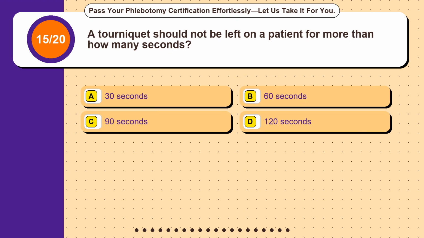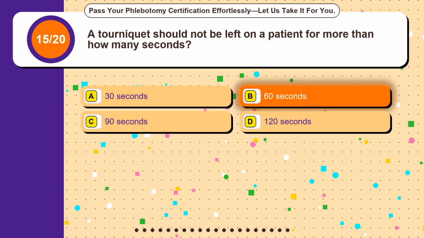Question 15. A tourniquet should not be left on a patient for more than how many seconds? Option A, 30 seconds. Option B, 60 seconds. Option C, 90 seconds. Option D, 120 seconds. The correct answer is option B, 60 seconds.